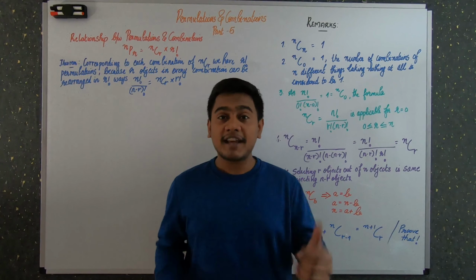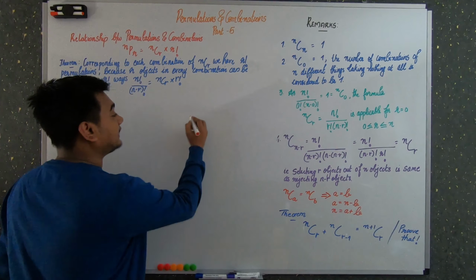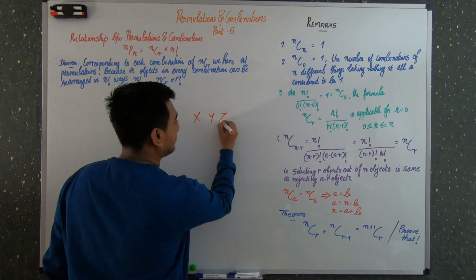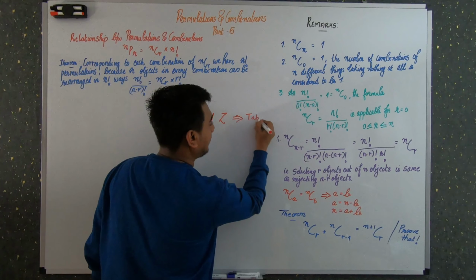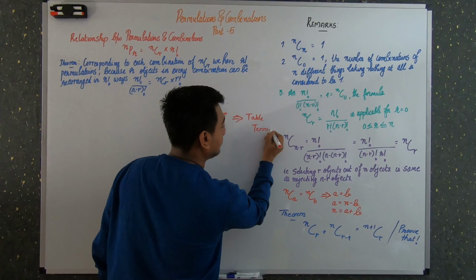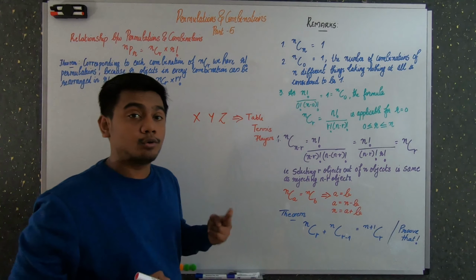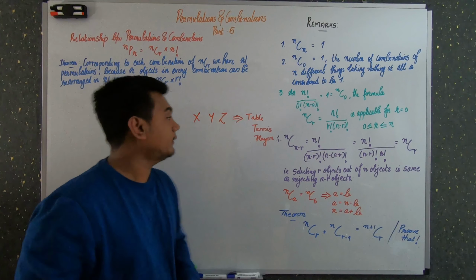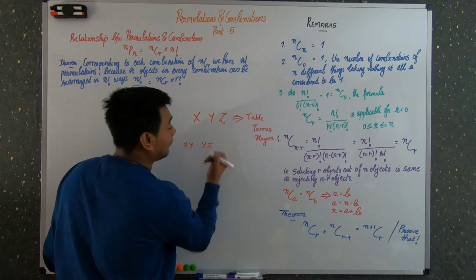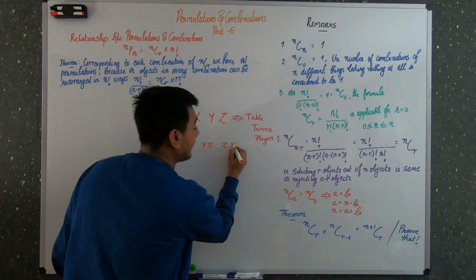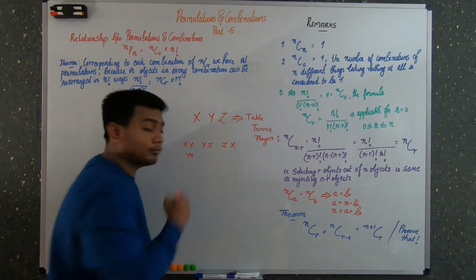Okay, so to understand more about combination, let's take an example. Let's say I have three table tennis players, X, Y and Z. From these three players, I have to make a group of two. So what are the possible combinations for me? I can make a group of X and Y, or a second group of Y and Z, or Z and X, right?